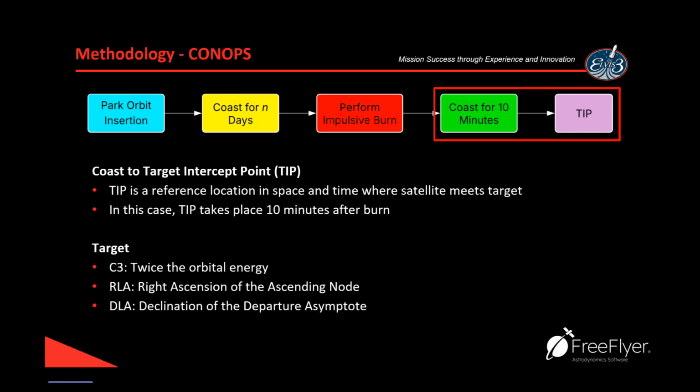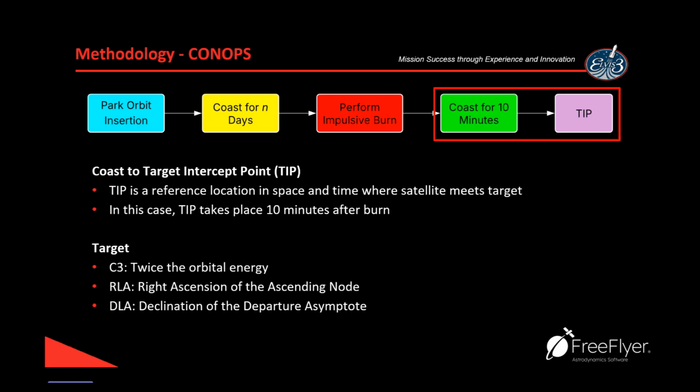Now for the last phase, the coast to TIP. So again, TIP stands for target intercept point. It's just an arbitrary location in time and space where the targets are referenced. So essentially, the launch vehicle provider and, say, NASA LSP, writing up the ICD, would decide on a certain time and place to reference those targets, and that's what TIP is. In this case, I'm just using 10 minutes after the delta V addition. That's when I'm referencing my targets.